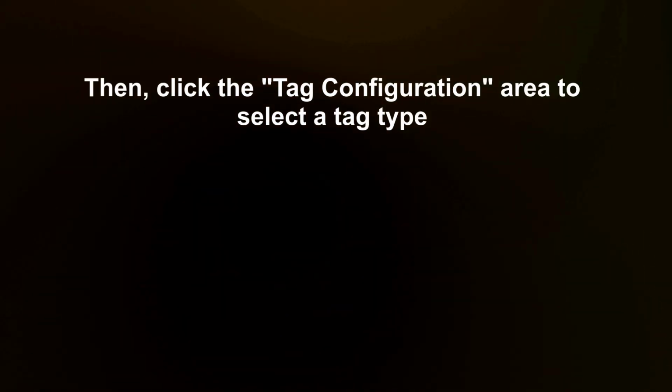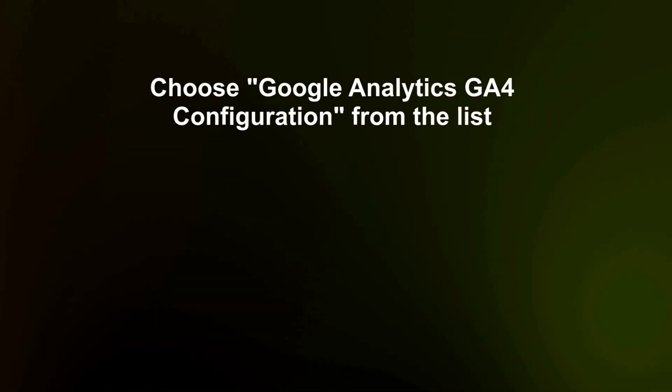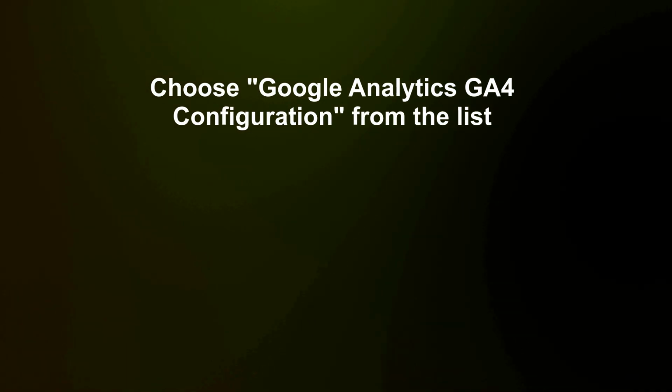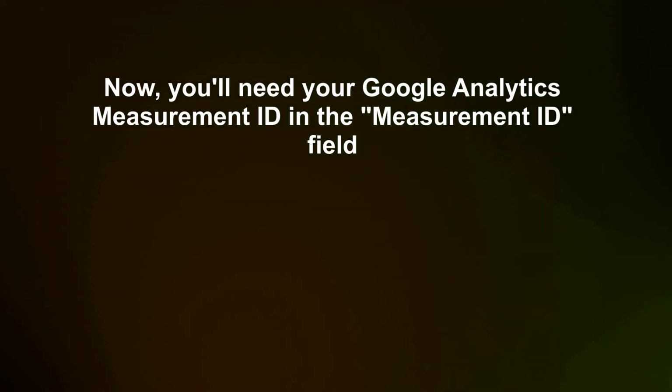Next, click Add a new tag. Then, click the tag configuration area to select a tag type. Choose Google Analytics GA for configuration from the list. Now, you'll need your Google Analytics Measurement ID in the Measurement ID field.